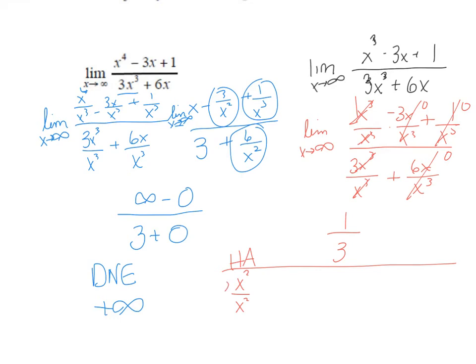If they're the same, like say this was 2x squared over x squared, then the horizontal asymptote would be y equals 2. If you have x over x squared, the horizontal asymptote would be y equals 0. And if you had a higher power in the top over the bottom, it would not have a horizontal asymptote. Now, it might have a slant asymptote, but it doesn't have a horizontal one. And so it's using this principle to find the limit.